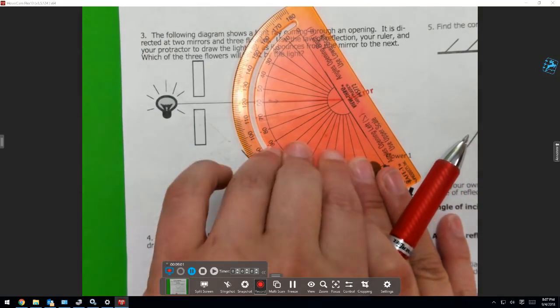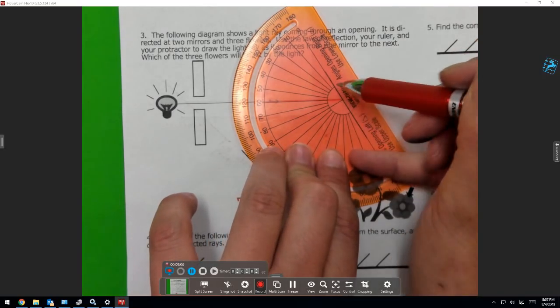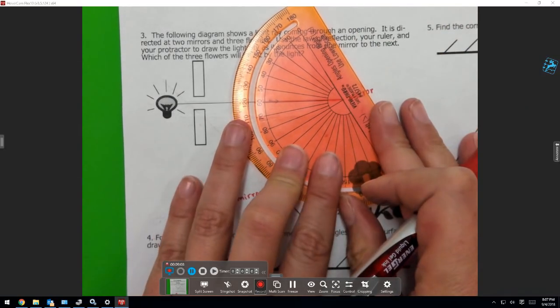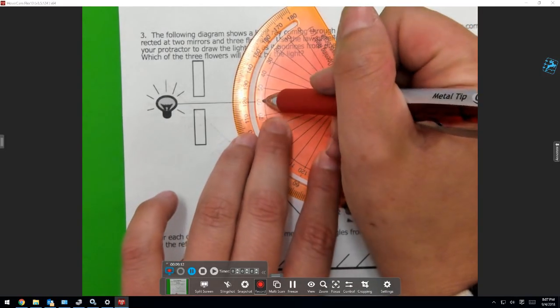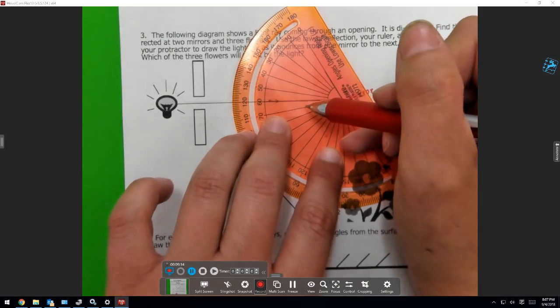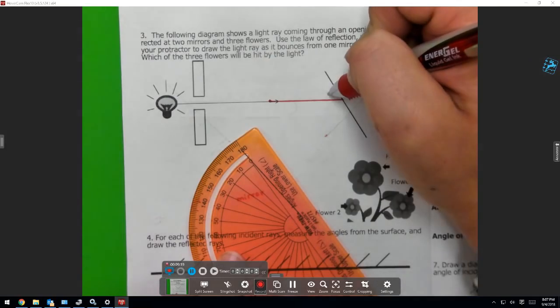And we're going to measure the acute angle. The acute angle is going to be this side. Remember, acute is less than 90, so it's going to be this side. If I measure this angle, I start at 0. Look at that. It lines up with the line on my protractor at 60 degrees. So I'm going to label this as 60 degrees.